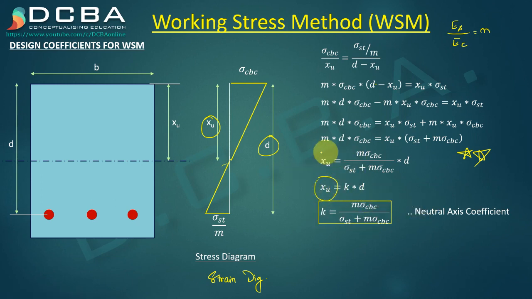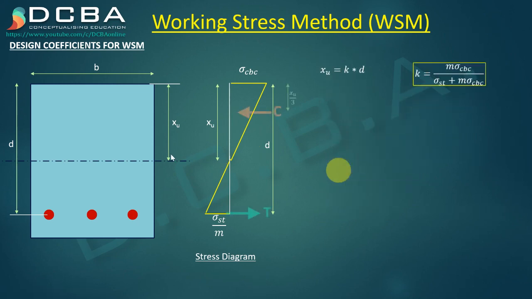So see how it can be used. If I know my material that I am using and I put sigma CBC and sigma ST in this formula, I can find K and multiply it by D. Immediately I can find my neutral axis depth. Correct? So this is your first design coefficient that we have found.